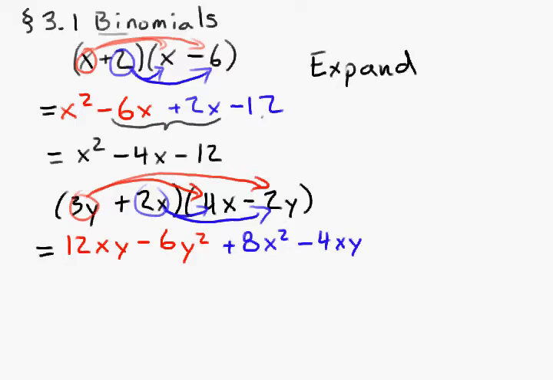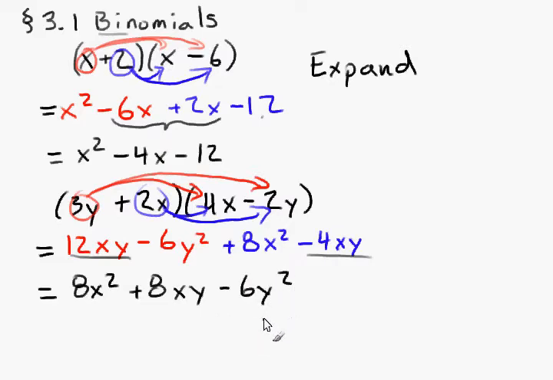Now, what can we combine? xy, xy. So, the result will be 8 x squared. 12 minus 4 is 8 again. 8xy, and then a minus 6y squared. And notice how, as is common, in each one of these, we went in decreasing powers of x.